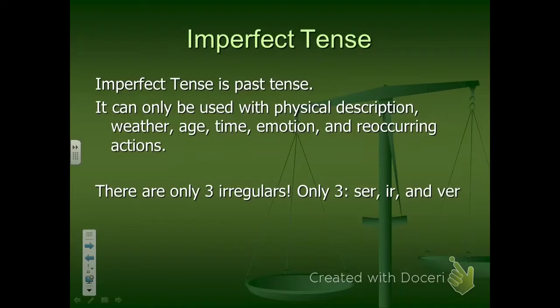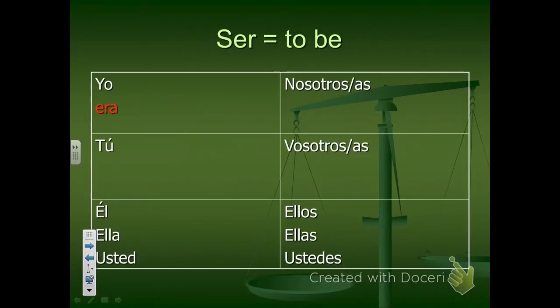Era a las 11. Stephanie estaba feliz. Los estudiantes iban a la escuela todos los días. Reoccurring action. So like it happened again? Happened over and over. It's like a habit. Okay? So, here we go. Ser, which means to be. The yo form is era.